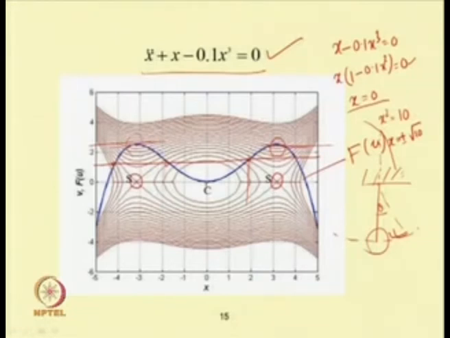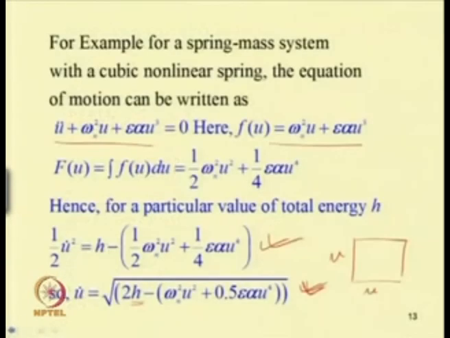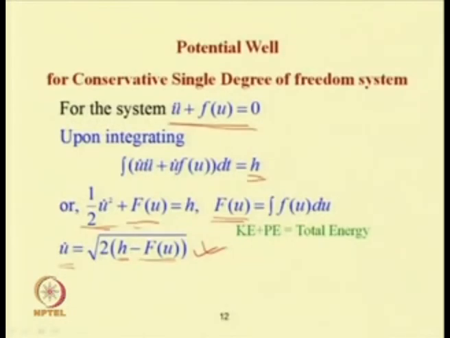So, if we are taking, let this be f u. If f u is less than the total energy of the system, then from this equation we can see u dot equals root of 2 into h minus f u. So, if f u is less than h, then only we will have a real number u dot.